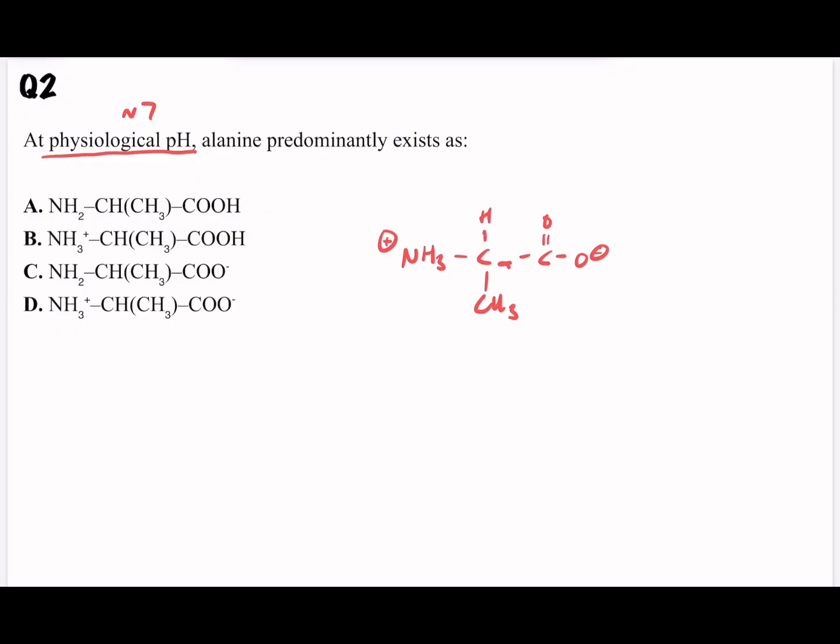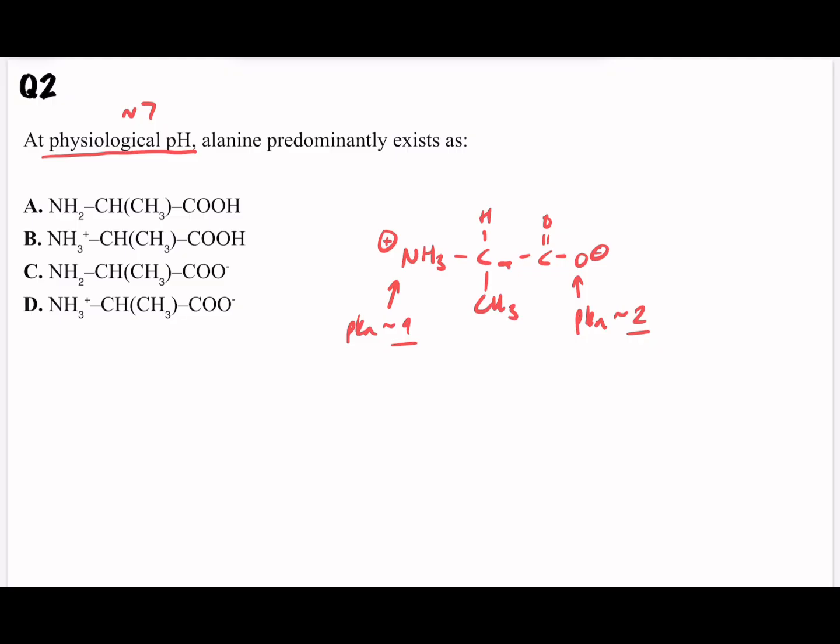This is just one of those things where you need to have a relative idea that the pK of the amino group is roughly equal to 9, and the pK of the carboxyl group is roughly equal to 2. Using this information, we see that the pK of the amino group, 9, is higher than a pH of 7, meaning this group should be protonated. And the pK of the carboxyl group is 2, which is lower than physiological pH, lower than 7, meaning this group should be deprotonated.